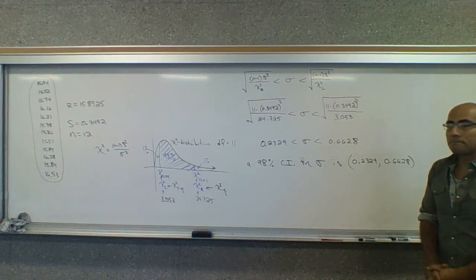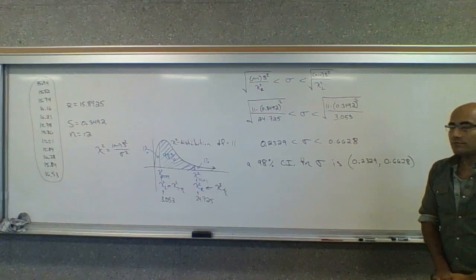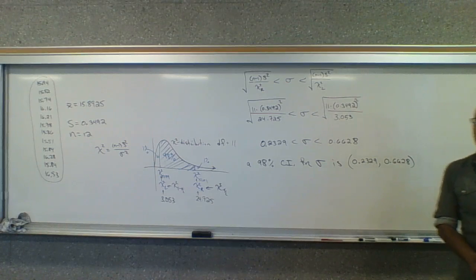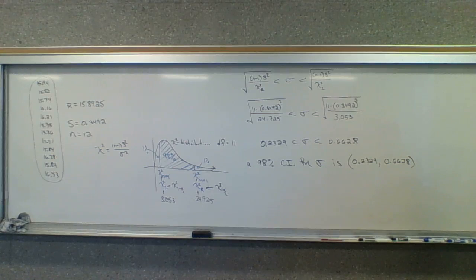Good? Questions? Part C. Yeah, it's letter C. The quality control manager wants the machine to have a population standard deviation of below 0.2 ounces. Does the confidence interval validate this desire?